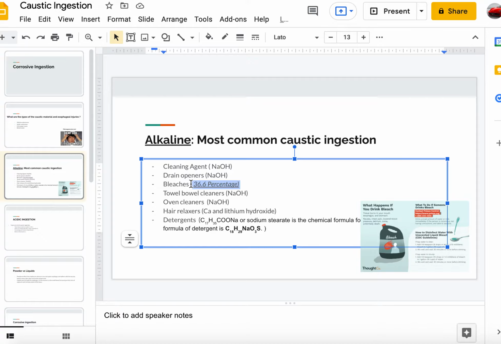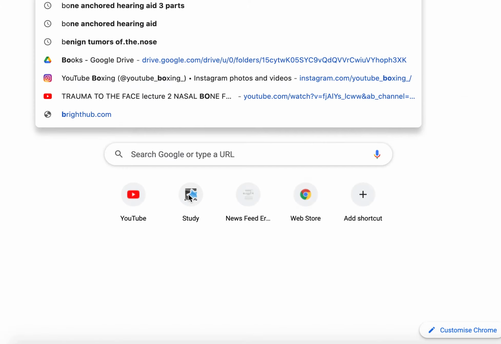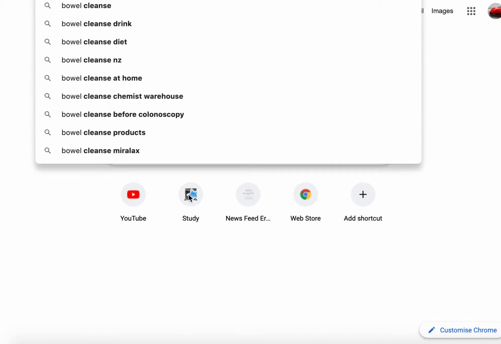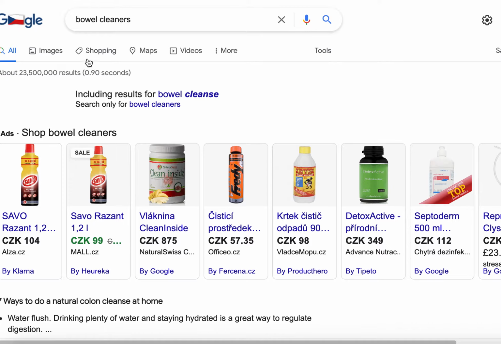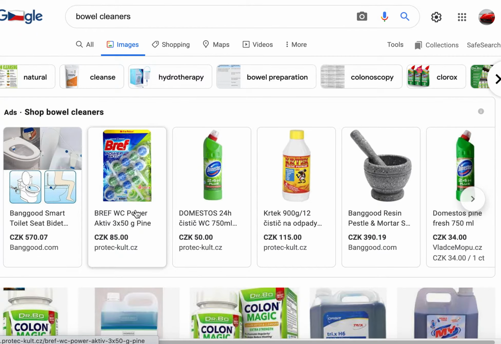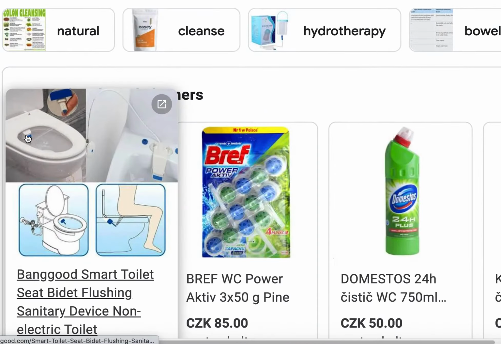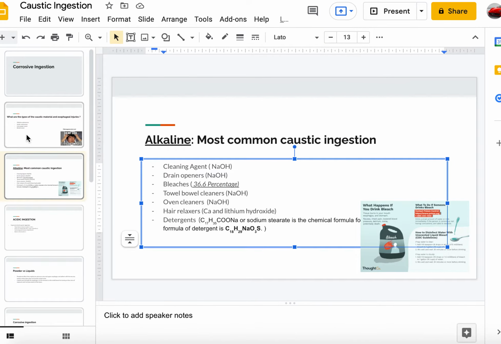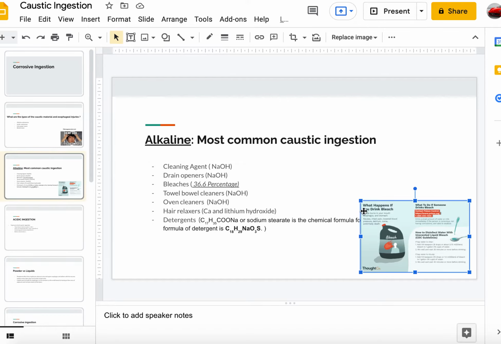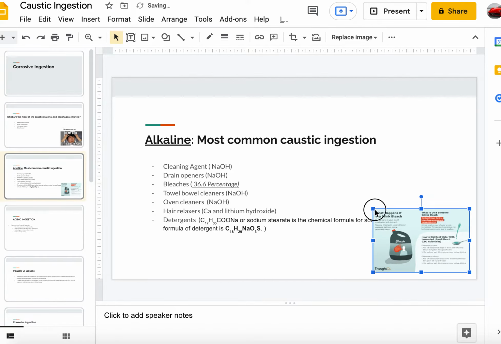Obviously, a lot of us, our drains do get closed. So for that, we can use sodium hydroxide. We can use bowel cleaners, so that can be any sort of cleaning of the toilet bowl, to clean the inner portion of that. And not only that, we can use this for hair relaxants. If we ingest any of this, it can cause toxic effects to our bodies. A detergent may also cause some sort of toxic effects to our body.